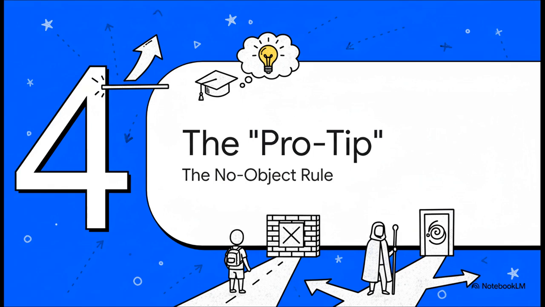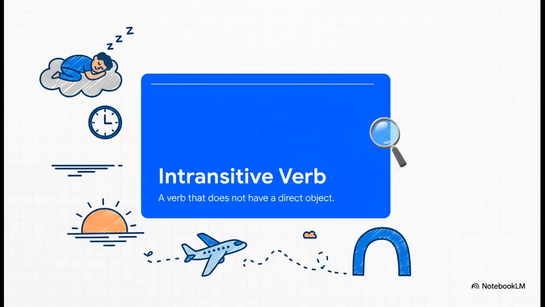Now, before we wrap up, I've got one last pro tip for you. This is the one. This is the rule that separates the amateurs from the true masters of the passive voice. It's all about knowing what you can't do. The secret here has to do with something called an intransitive verb. Now, I know that sounds super technical and boring, but don't worry. All it means is a verb that doesn't have an object. It's an action that isn't done to anything.